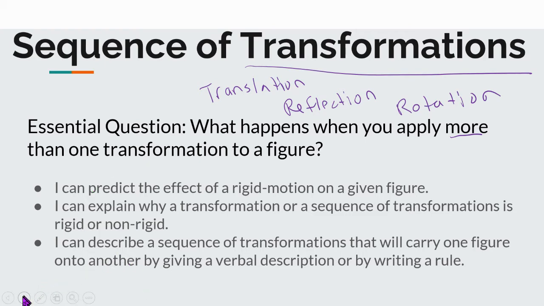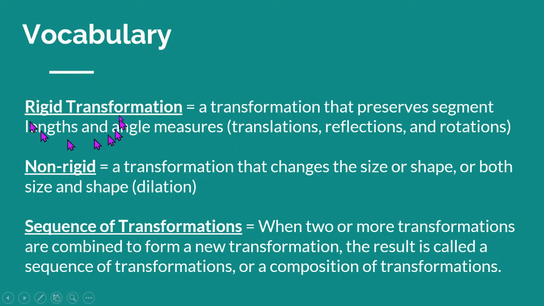All right, so here we go. Some vocabulary. You got to make sure you know the difference between a rigid transformation and a non-rigid. A rigid transformation preserves segment lengths and angle measures. For instance, these are the three that are rigid transformations. We have not gone over non-rigid other than define it.